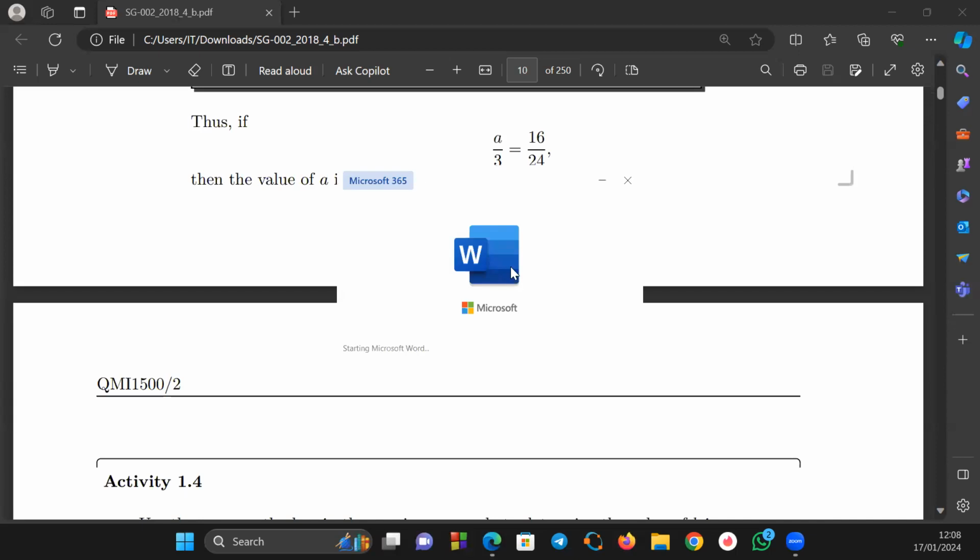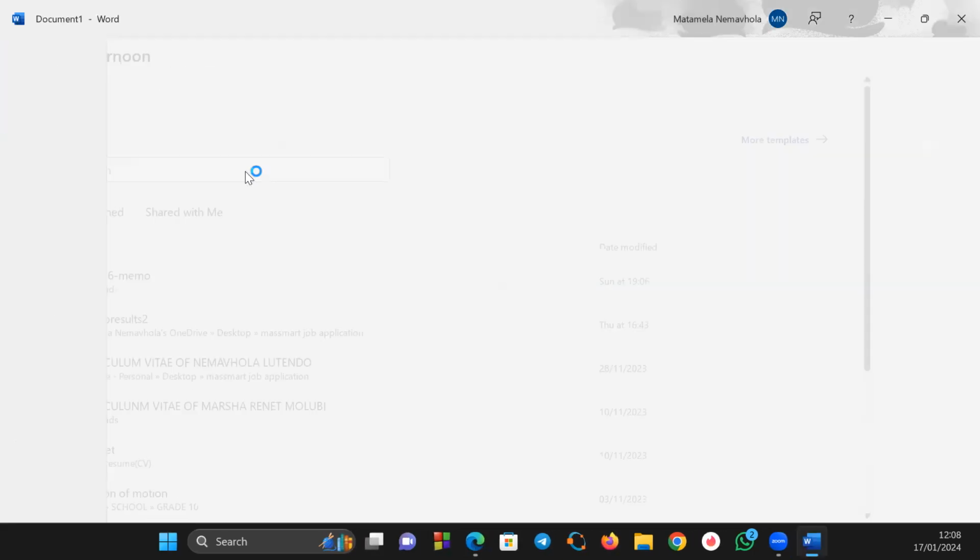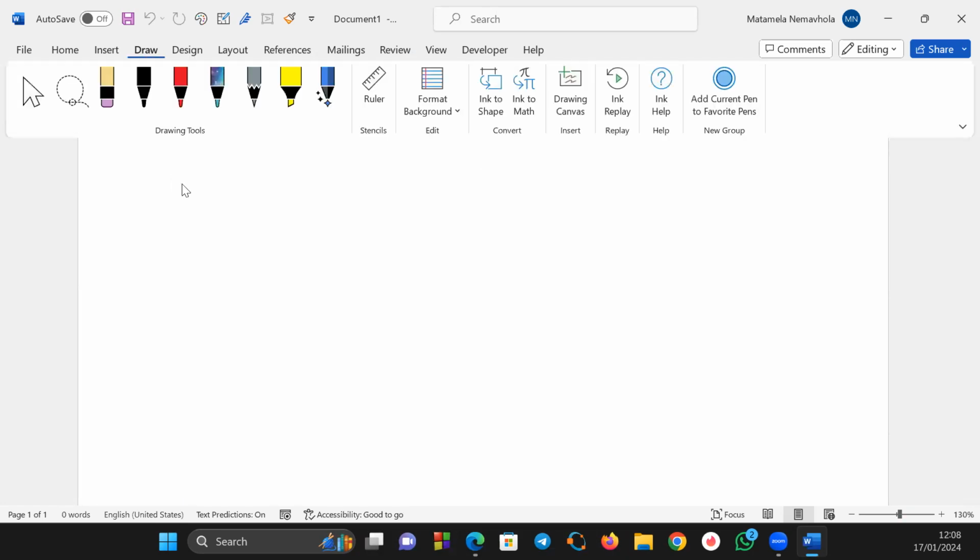We're going to open our Microsoft Word. I will be using this to write for today. But normally when I teach, I don't really teach using this software. There is another software that I teach using.